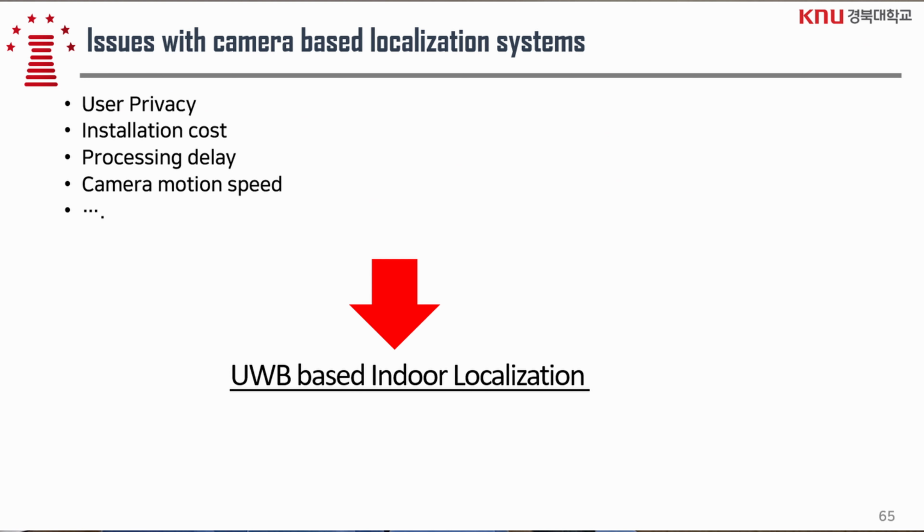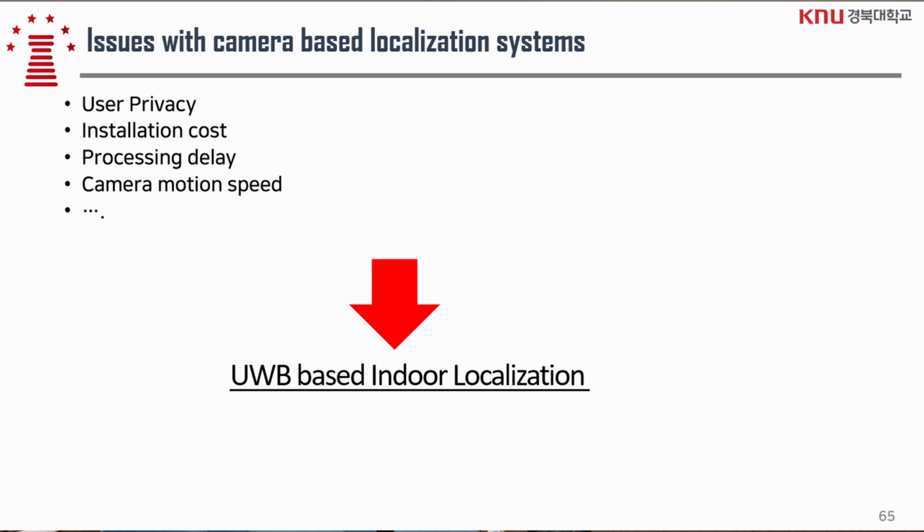So when we use camera-based localization, the first major concern is user privacy. We can't install cameras everywhere, for example in the toilet or other private places. Also, installation cost, processing delay, and camera motion speed affect the performance of the system.